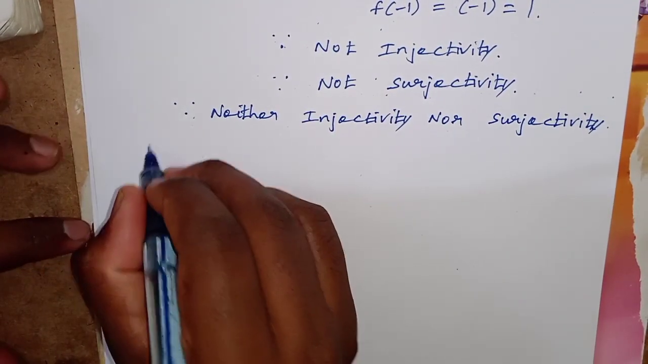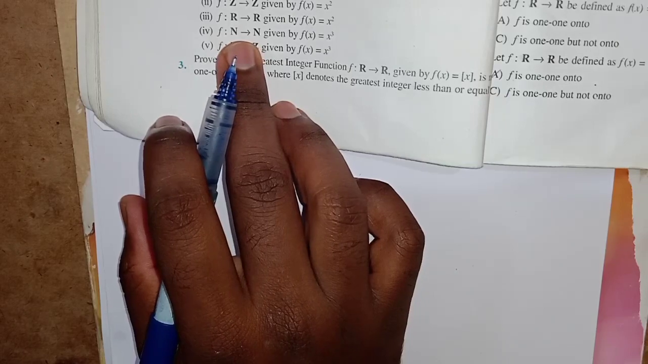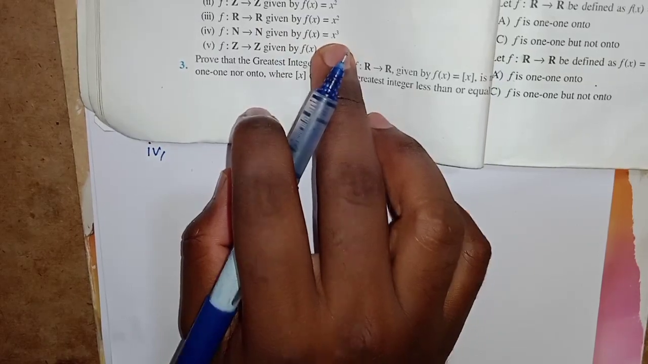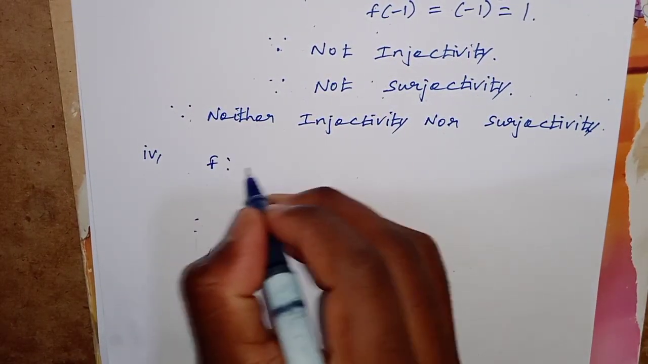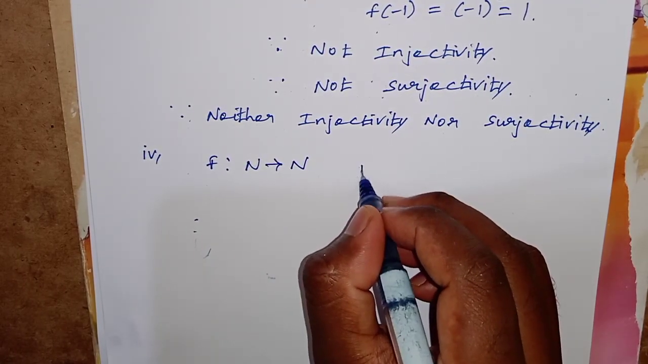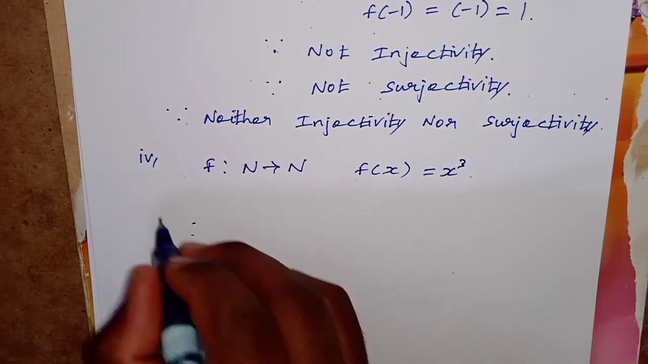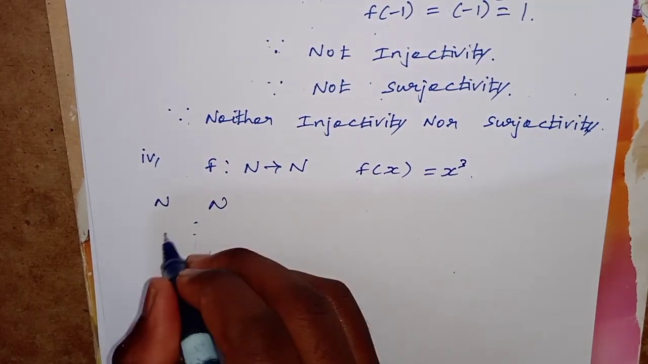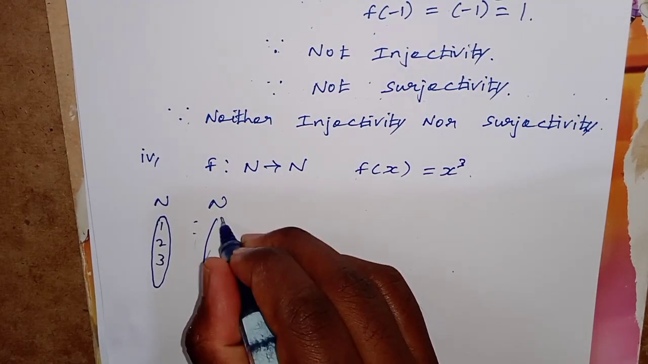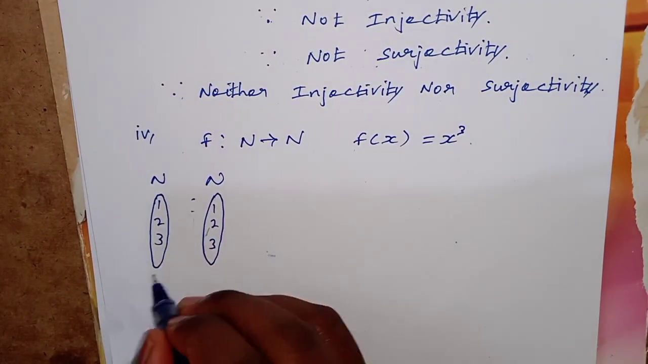Okay, subdivision 4. Here the function relates natural numbers to natural numbers, f of x equal to x cube. Natural number related to natural number. Here I am taking 1, 2, 3, and same 1, 2, 3 up to plus infinity. I am taking only a few examples.